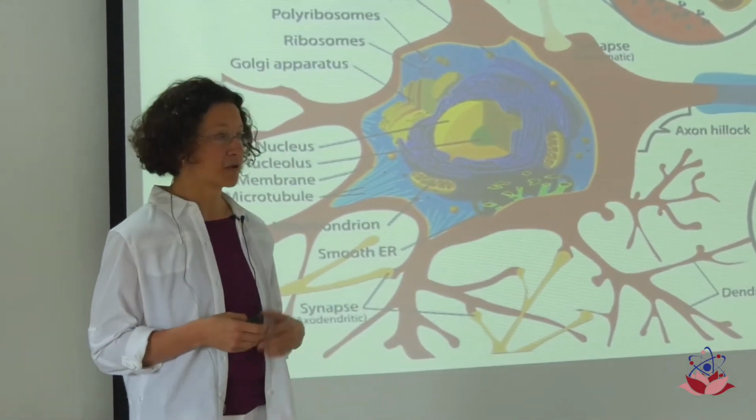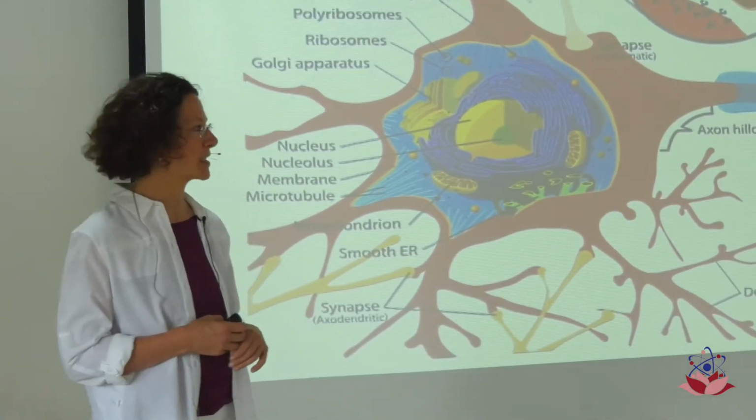One population is the neuron, and the other population is called glia, or glial cells.